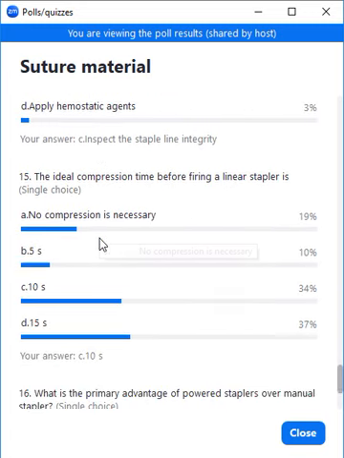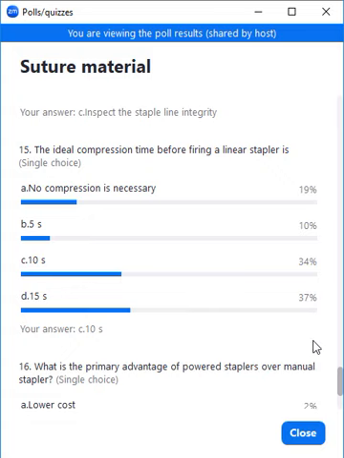Question 15. The ideal compression time before firing a linear stapler is option A, no compression is necessary. Option B, 5 seconds. Option C, 10 seconds. Option D, 15 seconds. Correct answer is option D, 15 seconds. This is the minimum ideal compression time before firing a linear cutting stapler.